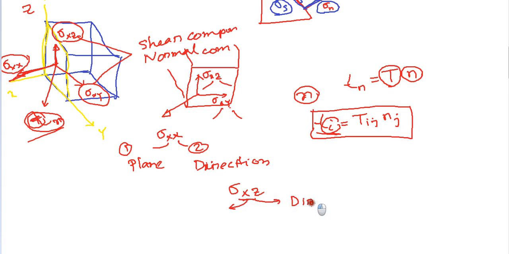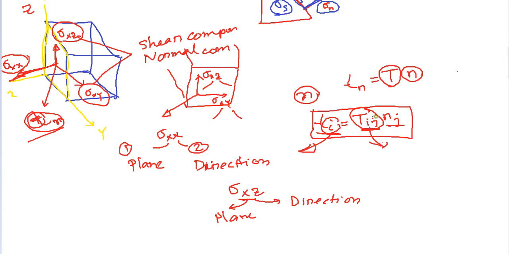So this is the direction, and this is the plane, right? So these are the components. This is the stress vector. The stress vector is related to the stress tensor, or this is also called the stress tensor because it describes all the components of the stress vector, and this is the outer normal vector of that plane, right?